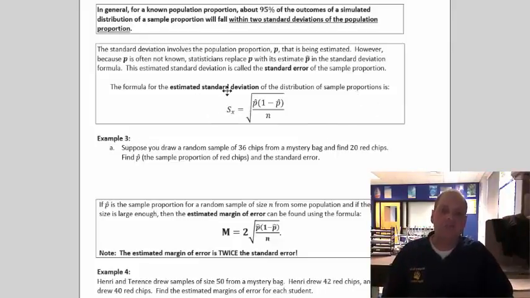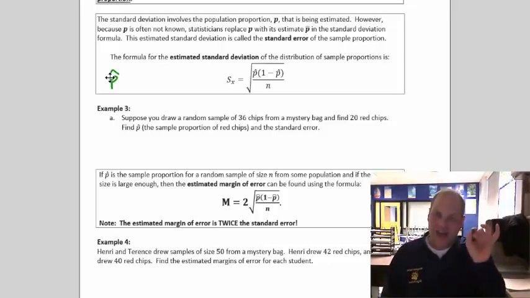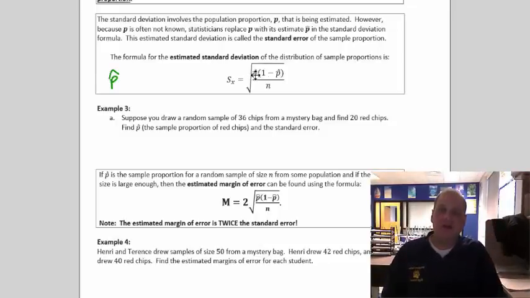All right, so we have a new symbol here named p hat. The problem is, and it explains it right here, p is a true proportion. We don't really know that unless we're doing a whole population. When we're doing samples, we have to use p hat, because it's a sample proportion. So p hat, p with a little hat on it, you can see it right here, is for a sample proportion.